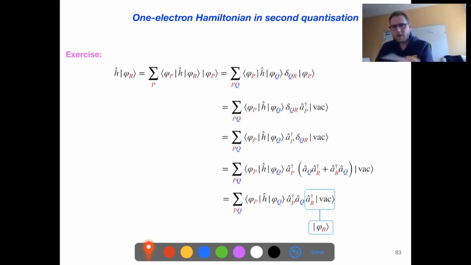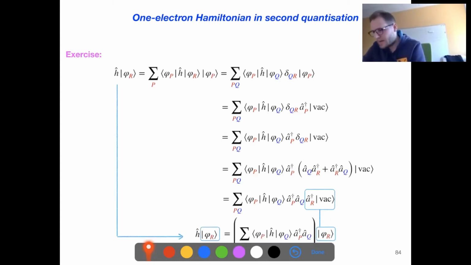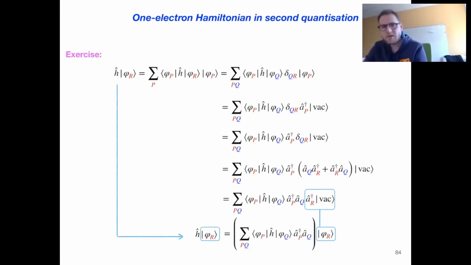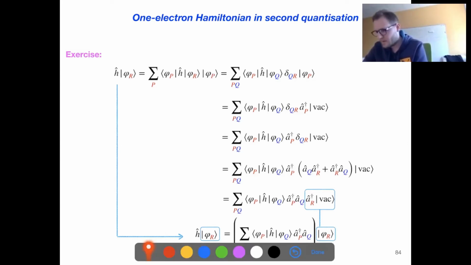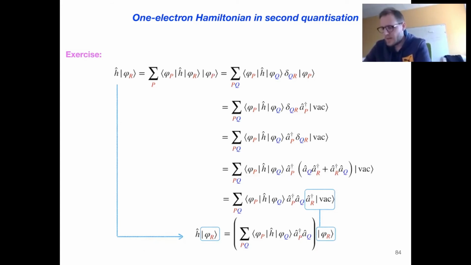Now I go back to the first quantization way of writing things. So if I have a vacuum and a creation operator, this is just my one electron state phi r. And finally, at the end, I end up there. So what do I see? I see that through these steps, I was able to rewrite the Hamiltonian in a completely second quantized way, which is in parentheses here, sorry, where you see that actually you have this double summation.